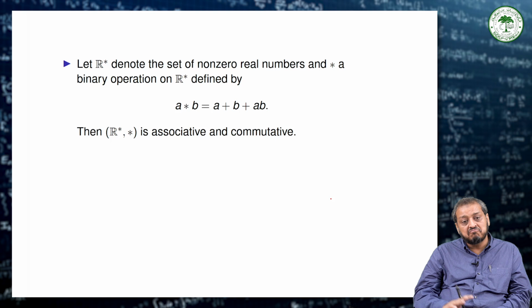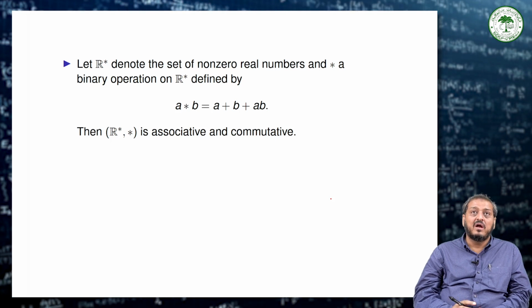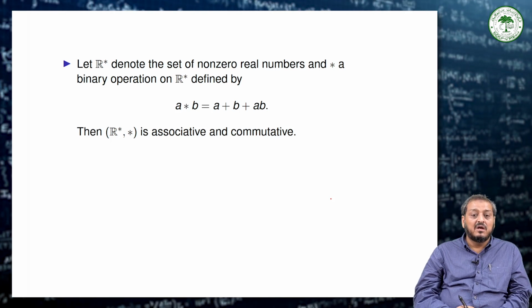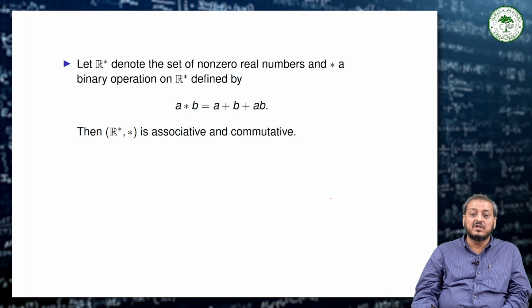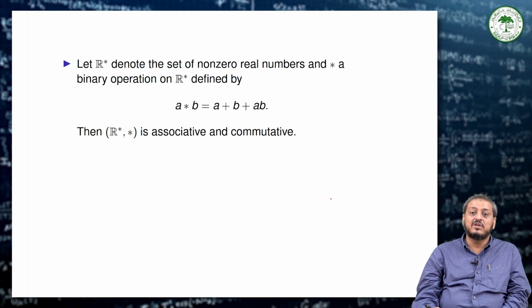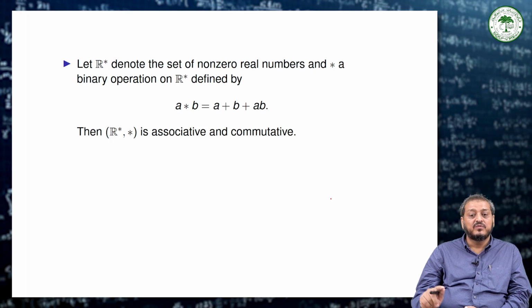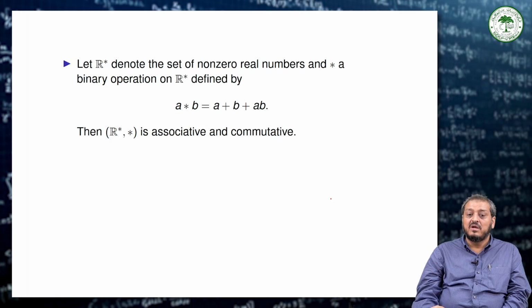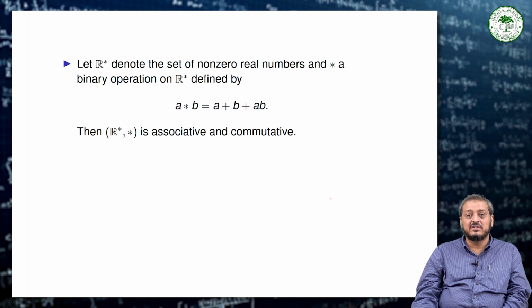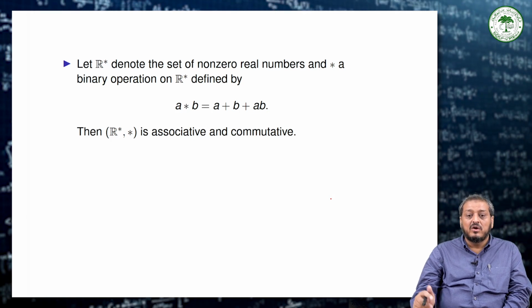Let us discuss one more example. Let R be the set of integers with a binary operation. We take a different type of binary operation: A star B is equal to A plus B plus AB. Then clearly we can verify that this is associative and commutative.